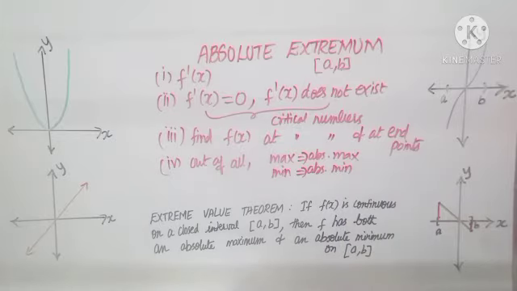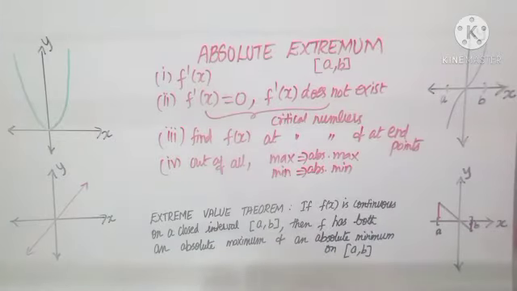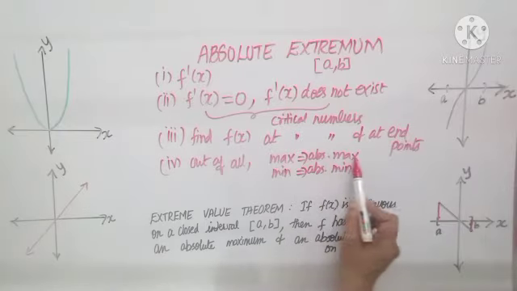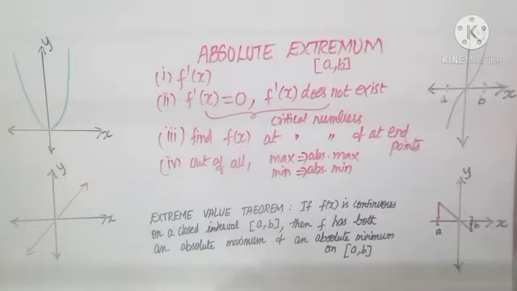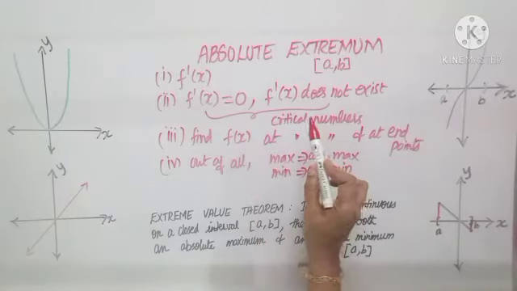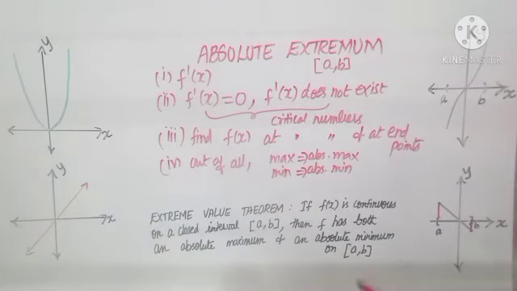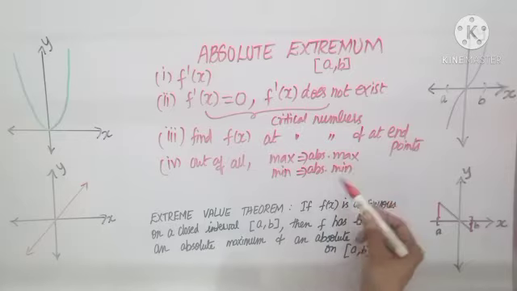Every problem with closed interval, when f of x is continuous, will definitely have an absolute maximum and an absolute minimum. In the previous exercise we said, some problems have no local extrema. But in absolute extremum, whenever it is a closed interval and f of x is a continuous function, we definitely have absolute maximum and absolute minimum. Let us continue with the exercise problems.